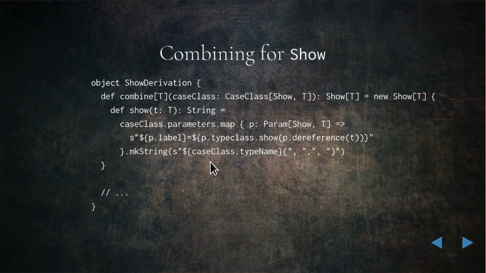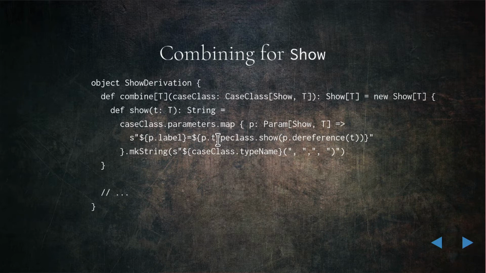And for each parameter, we're going to create a string. With that string, we're going to join them all together with mkString, use the name of the type, which is simply the case class object dot type name, put some commas between them. And the interesting bit is really this line here.